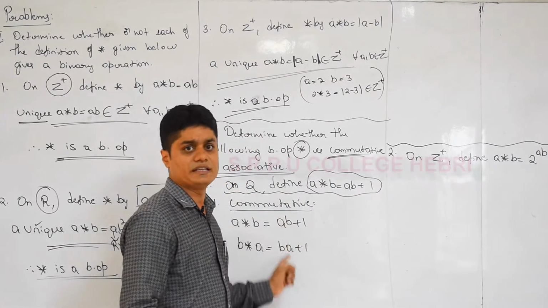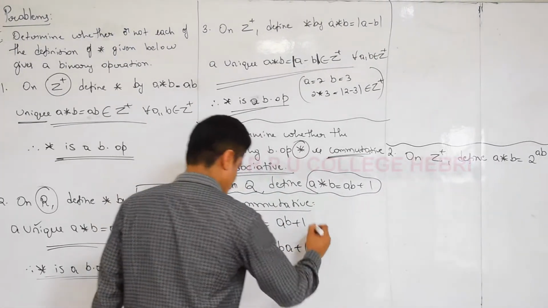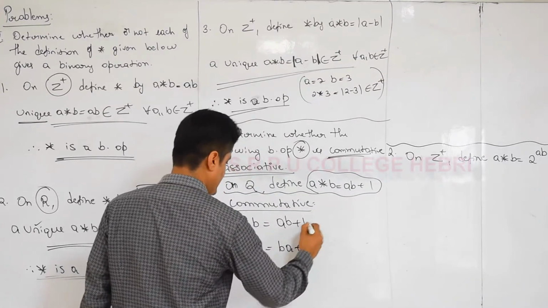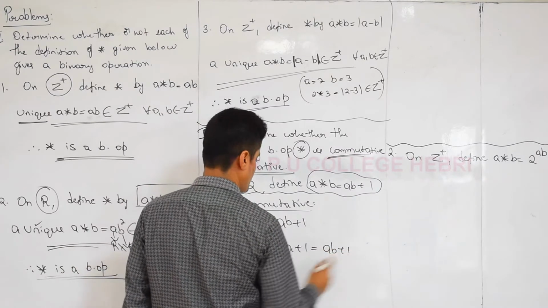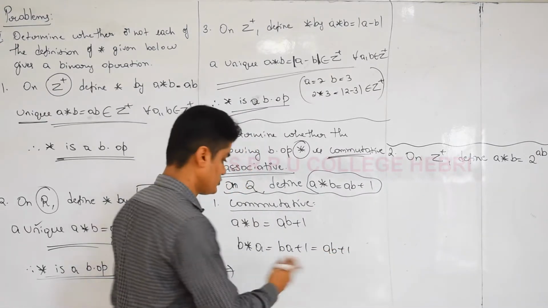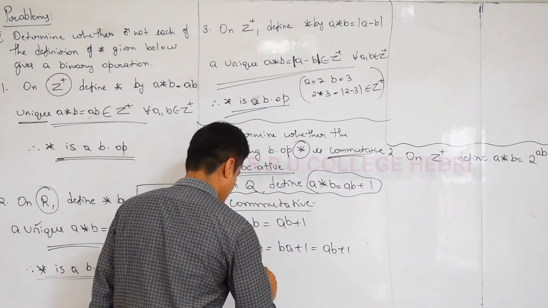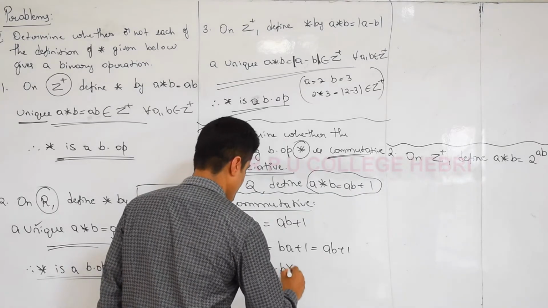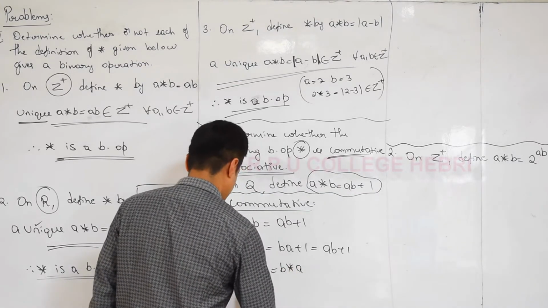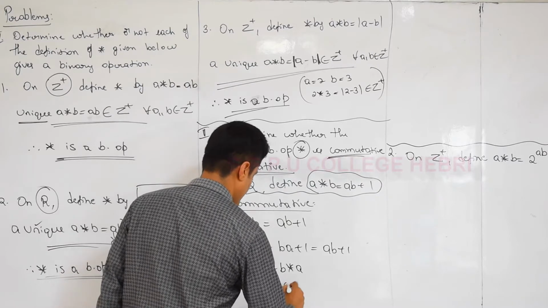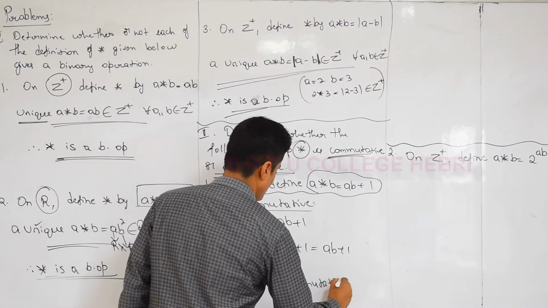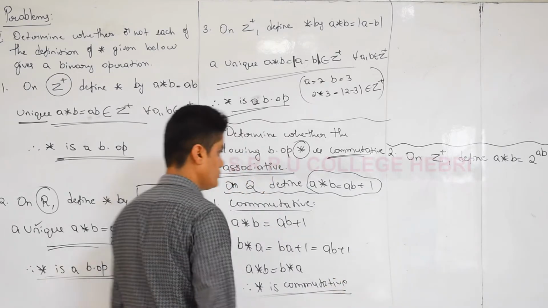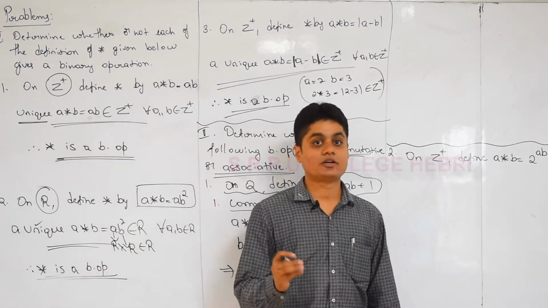Now check whether these two are equal or not. From these two, what can you write? Both are the same, right? This is also equal to ab plus 1. There is no change. ba is equal to ab, not an issue. So you can write a star b is equal to b star a. If this condition is satisfied, what is the conclusion? Star is commutative. Therefore star is commutative. So for the first problem, we proved that it is commutative.